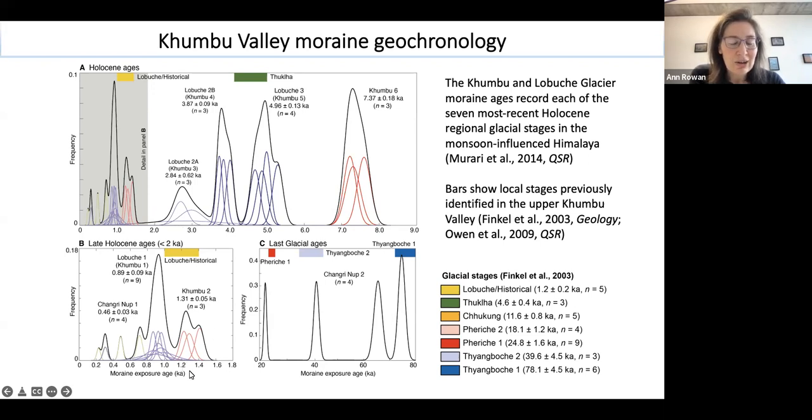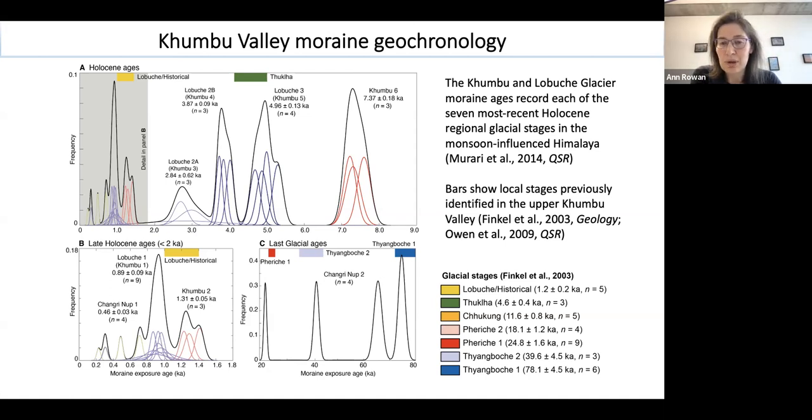The late Holocene is fairly complicated, but does seem to fall out into the Changri Nup, which is the Little Ice Age Khumbu tributary, the Lobuche, and the Khumbu II. These different events are identified from the moraines built by different glaciers, but in response to the same change in climate. And then these are the older ages, from the Little Ice Age, Changri Nup Glacier.